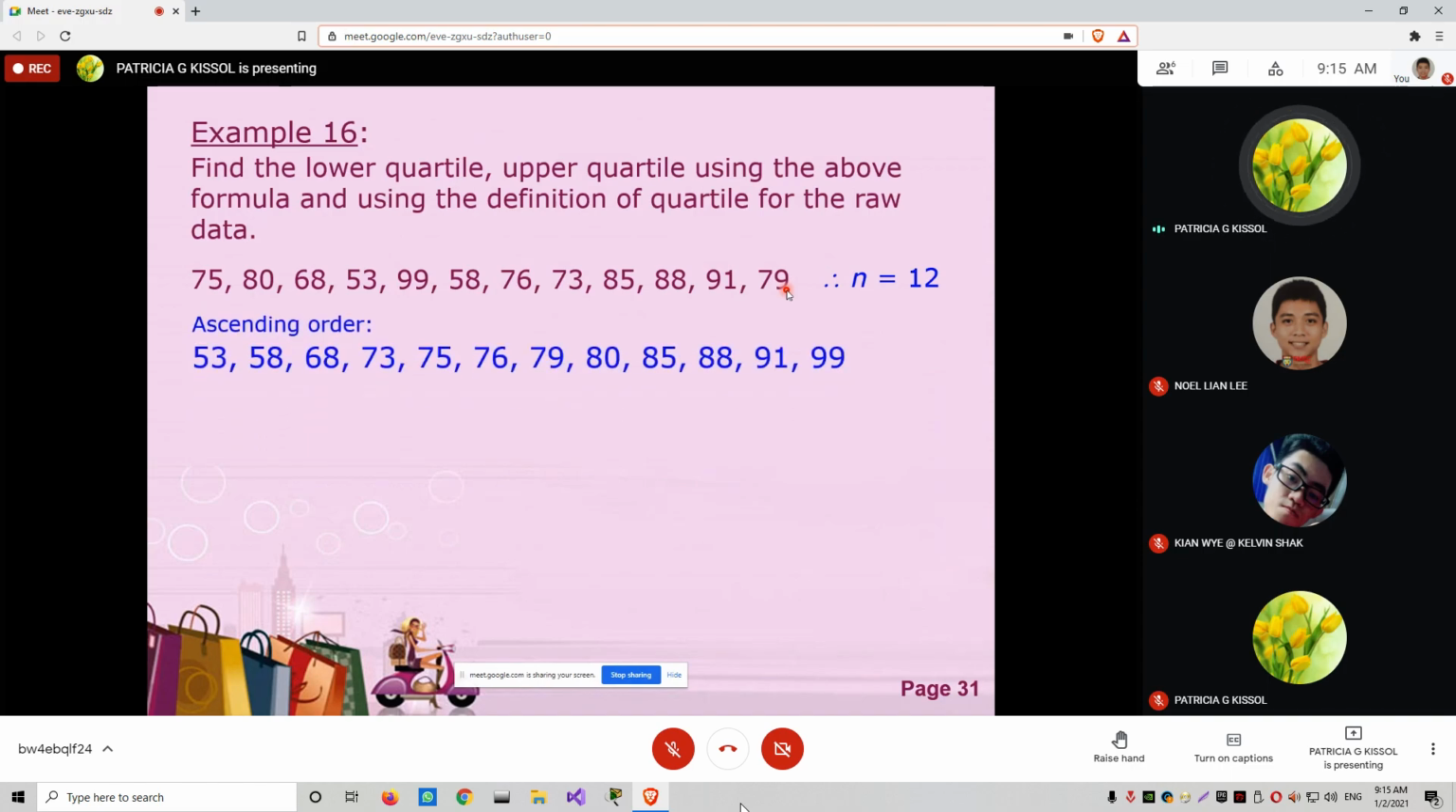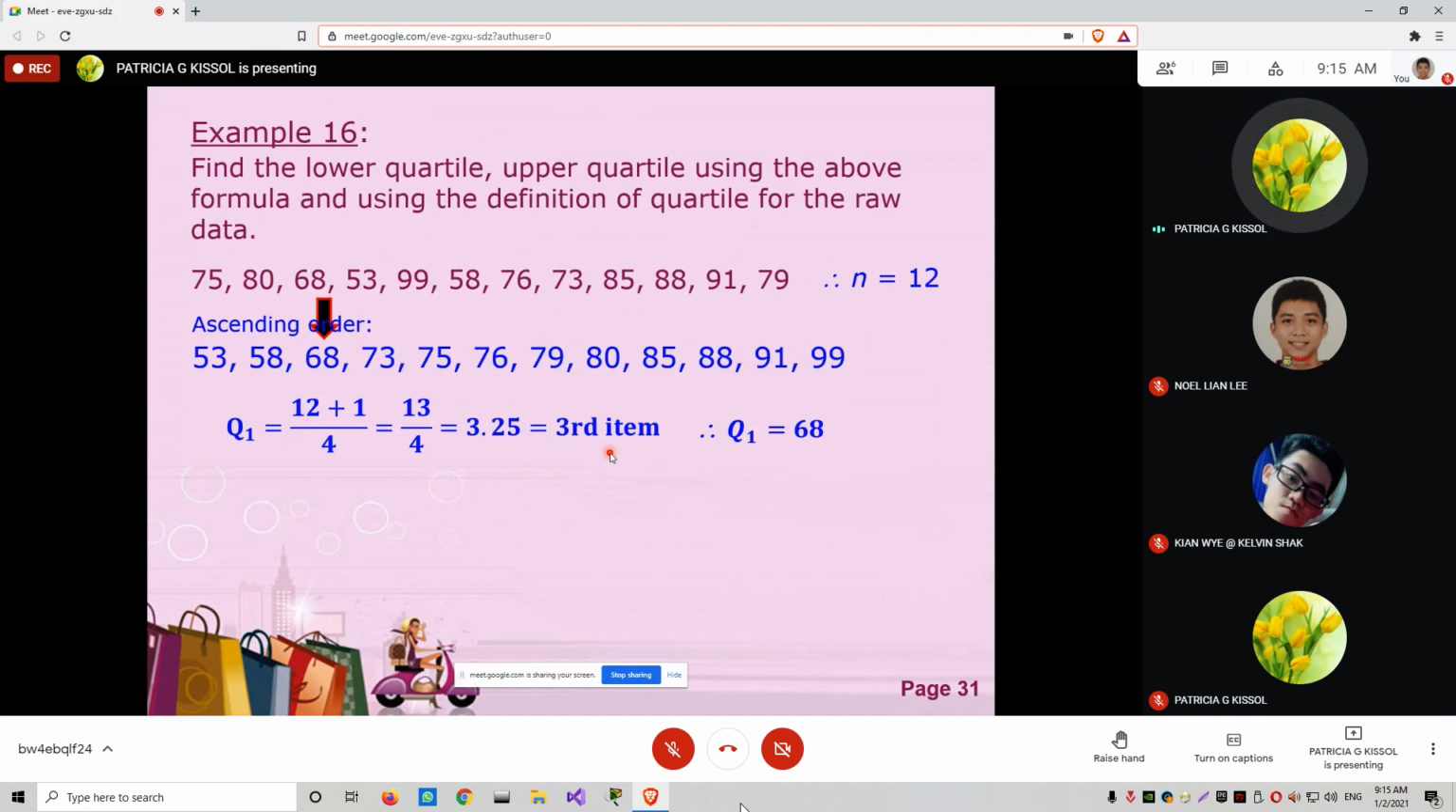For this case, again, same thing. Arrange it in ascending order. That's what you see here. Then same formula, but this time it's 12 plus 1. We get 13, which when you divide by 4, you get 3.25. So in this case, we just round it to the third item. So this one we take 68.